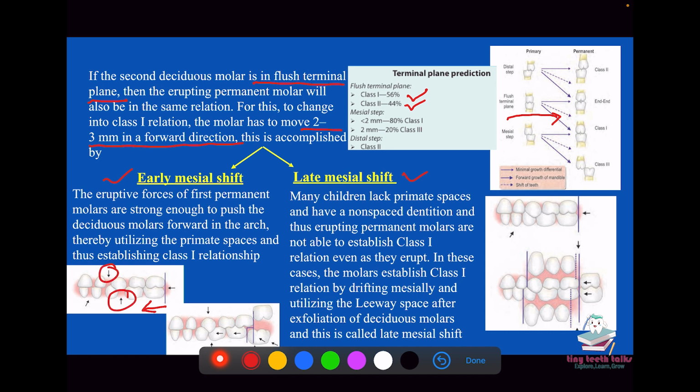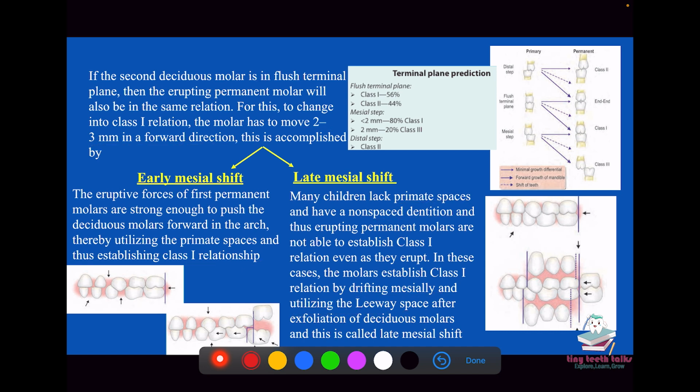Now, what is the primate space? The space between the maxillary deciduous lateral incisor and the canine, and the space present between the mandibular deciduous canine and the first molar are called primate spaces, and the permanent molars utilize this space, thus establishing class 1 relationship. Many children lack primate spaces; many children have non-spaced dentition. So in these conditions, the molar establishes class 1 relationship by drifting mesially and utilizing the leeway space.